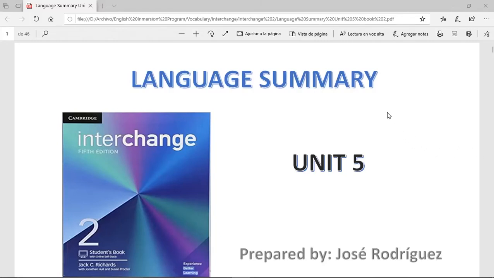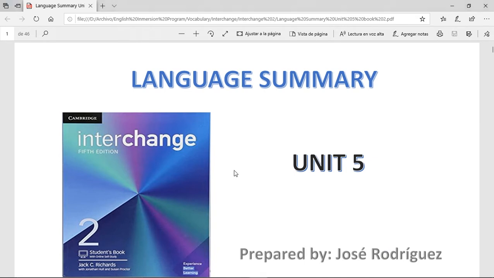Today we're going to be continuing with the Interchange Level 2 5th edition book, the blue book. And today we're going to be starting with Unit 5. This vocabulary that we're going to be seeing, the language summary, as always, this one was prepared by Jose Rodriguez. This wasn't by Minerva Pons. So we need to thank him for this one.